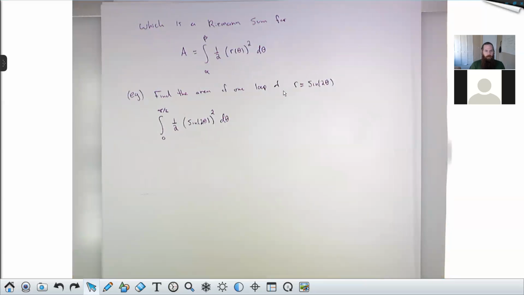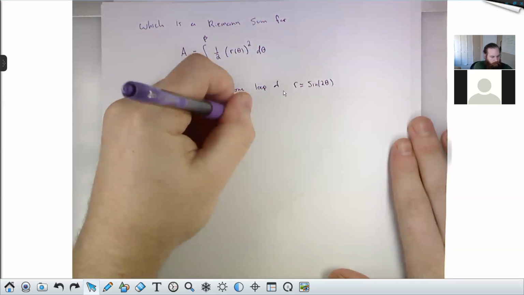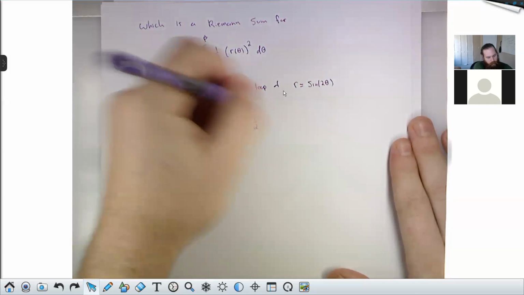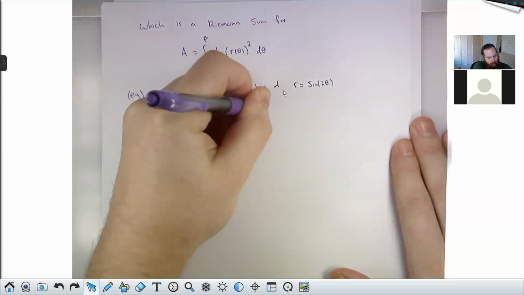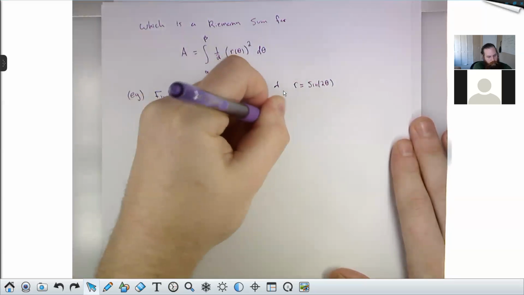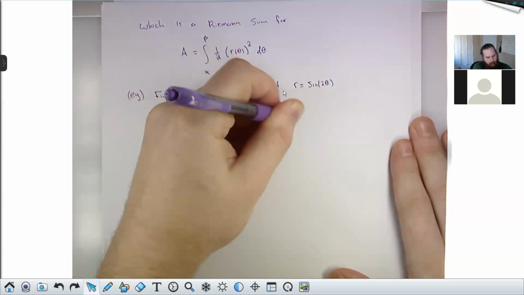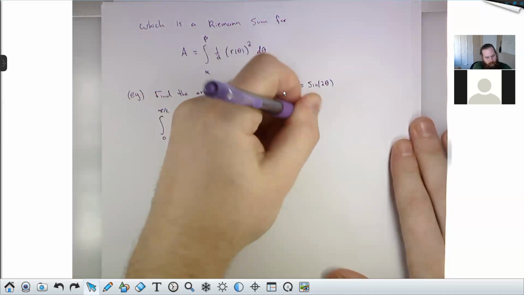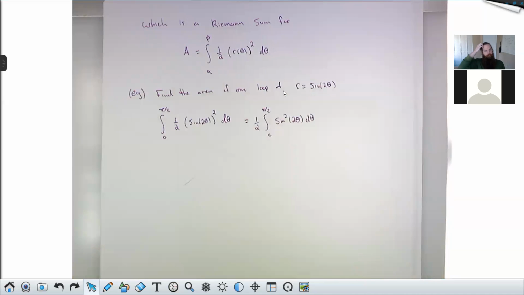So you can pop out the 1/2. You're left with integral 0 to pi over 2 sine squared of 2 theta d theta. And that's not a terribly hard integral. Does anybody remember how to handle that integral?